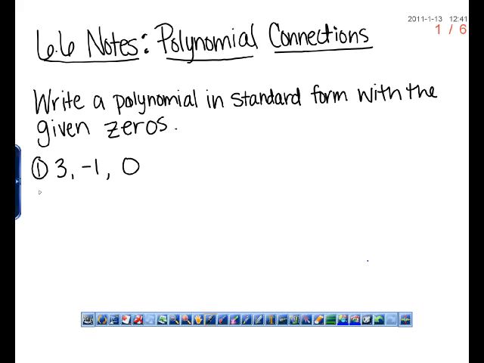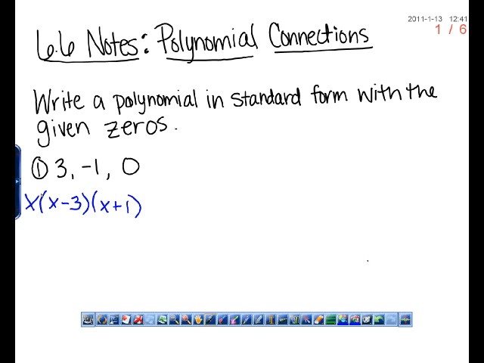Good. It's going to be x minus 3, because if I set that equal to 0, that's what will give me 3. How do I turn negative 1 into a factor? Good. And what about 0? That's just x. You okay if I come back over here and put the x here? Because that's normally how we're used to seeing it. Okay? So we have x times x minus 3 times x plus 1.